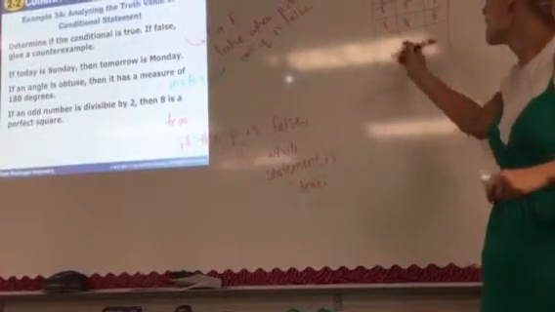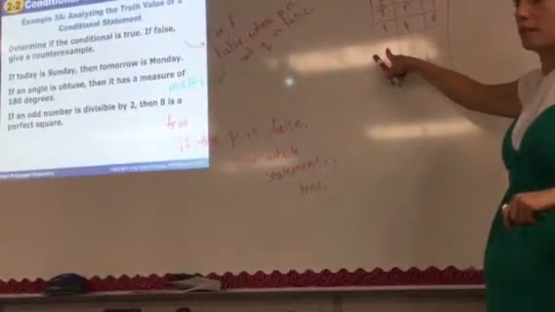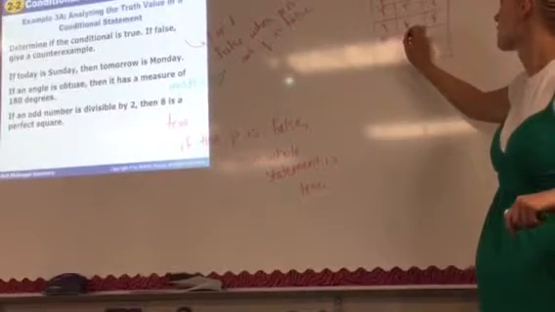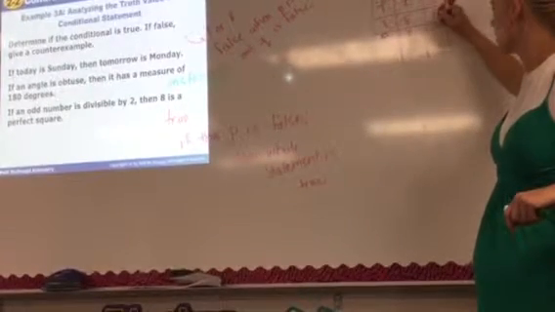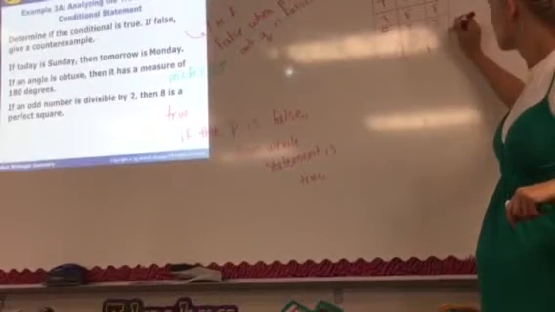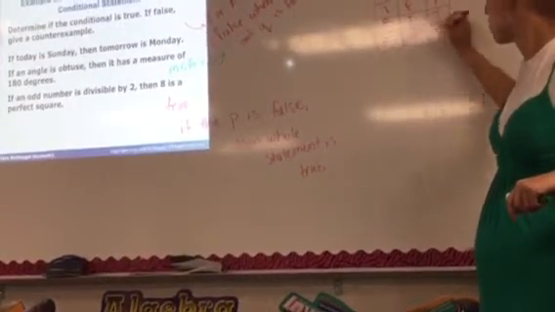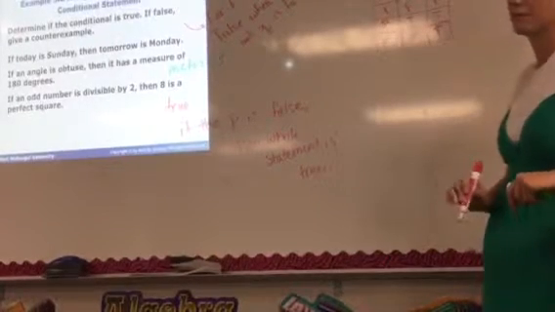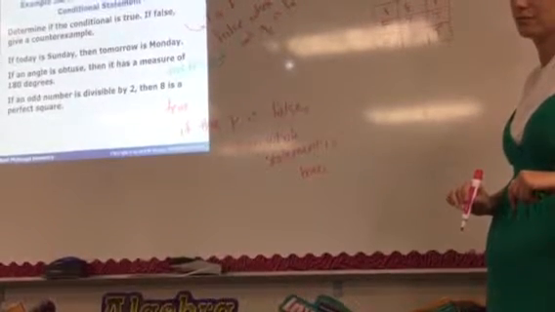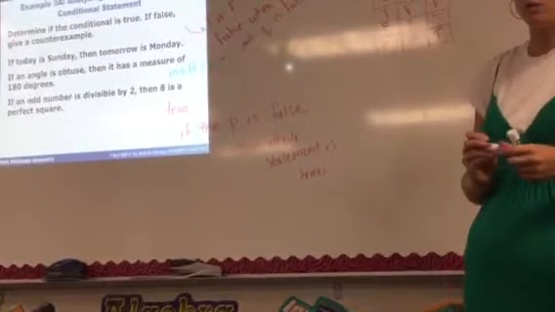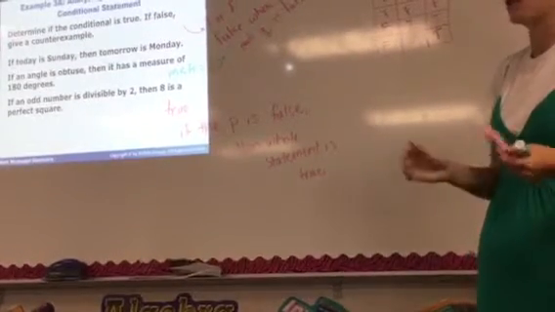How about another possibility for P? False and true, which is what we just saw, right? So what did we see about the conditional? True. What happens if they're both false? Also true. So that should give you a little bit of clues when we're looking at conditionals as to whether it's true or false.